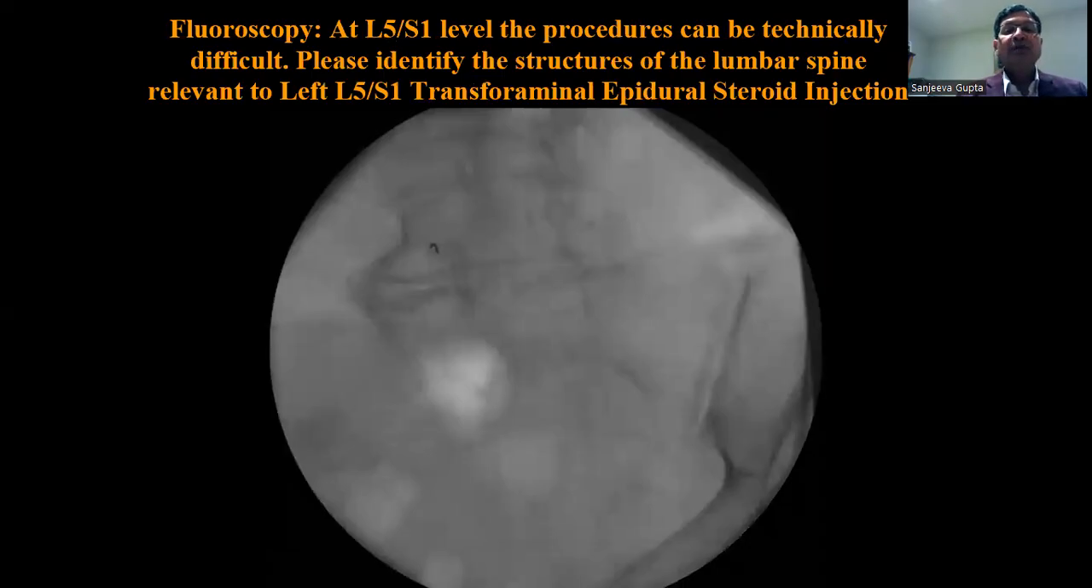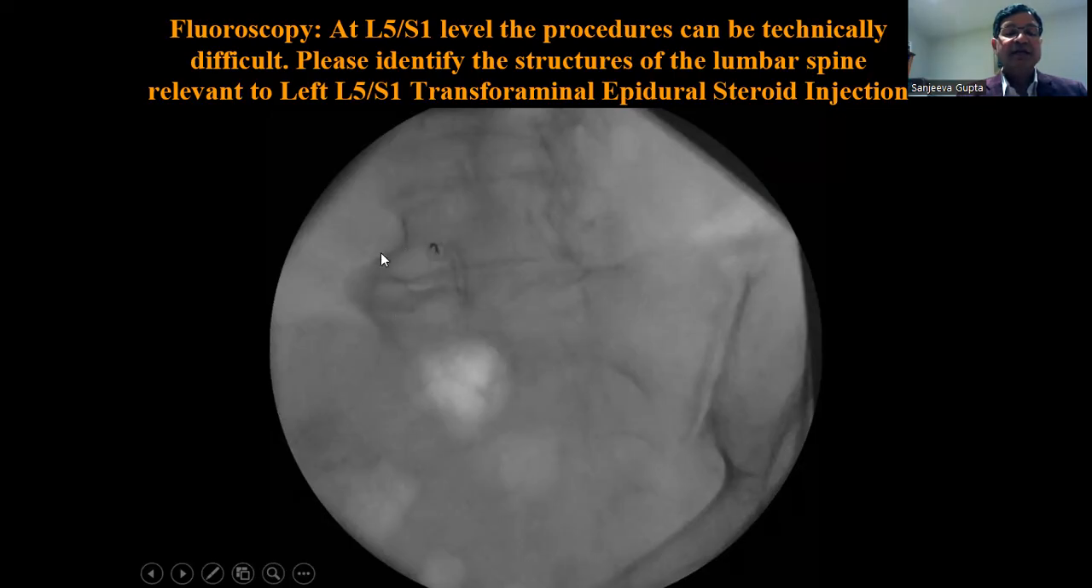Again, at L5-S1, the procedure can be technically difficult, as you all know. I've asked a question here. Please identify the structures of the lumbar spine relevant to the L5-S1 transforaminal epidural injection here. You can look at the pedicle here, superior articular process of S1, L4-5 facet joint, L5-S1 facet joint, superior articular process of S1. These are osteophytes. I think I've already dealt with this also to some extent.